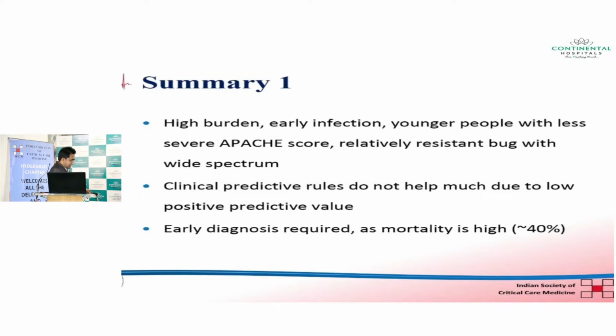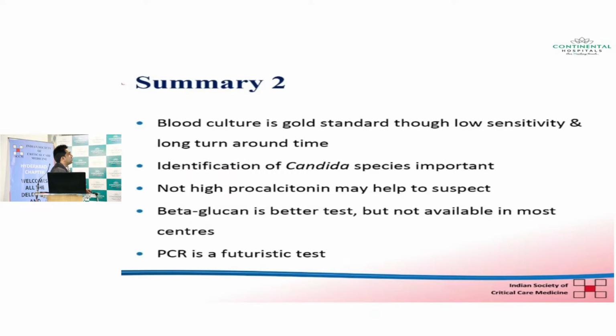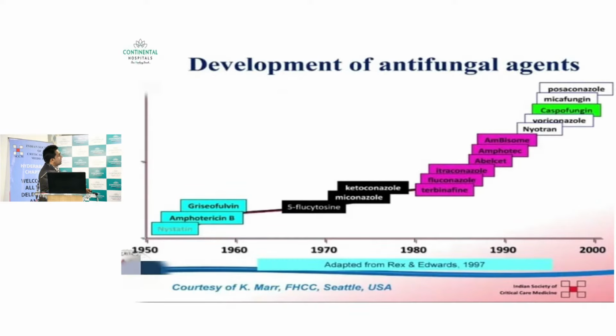Early diagnosis is required as the mortality is high. Blood cultures are the gold standard, though they have low sensitivity and a long turnaround time. Identification of Candida species is important. Procalcitonin may help to suspect it. Beta-glucan is a better test, but not available in most centers. PCR is futuristic. Coming to the treatment aspect, we are lucky to have a plethora of antifungal drugs.